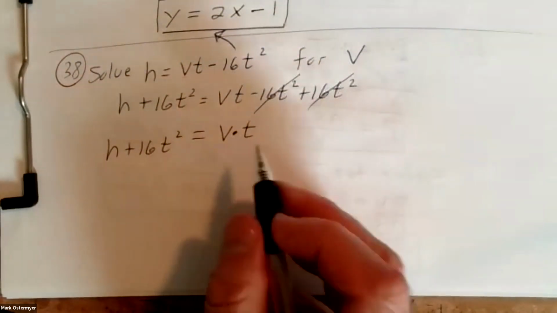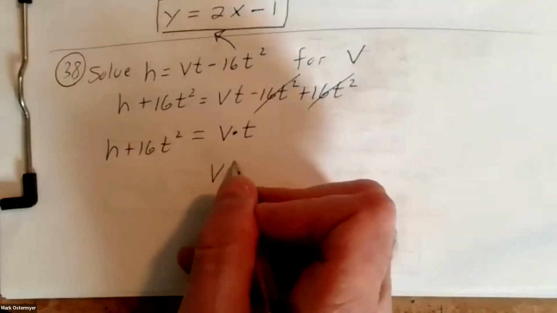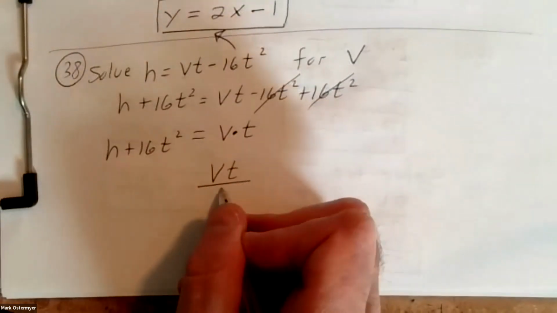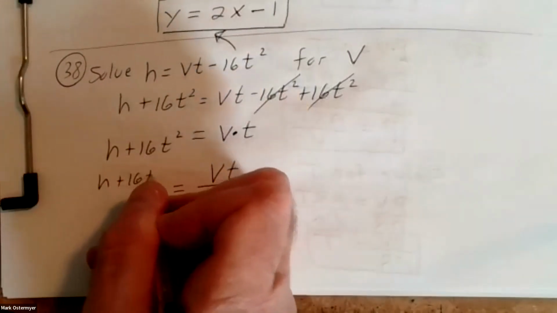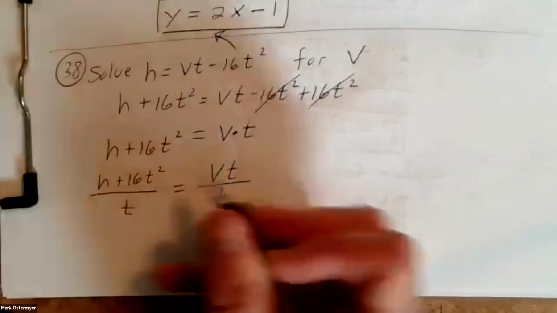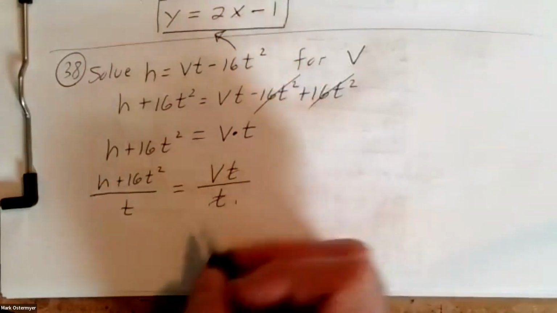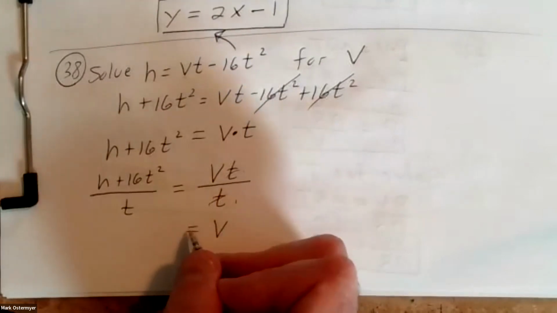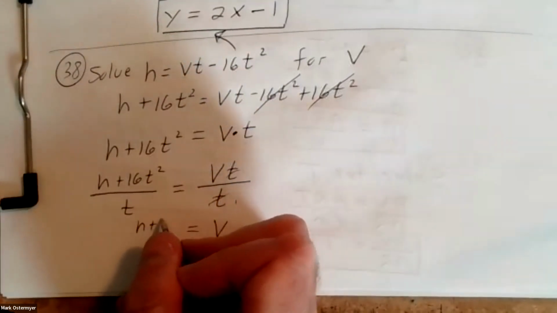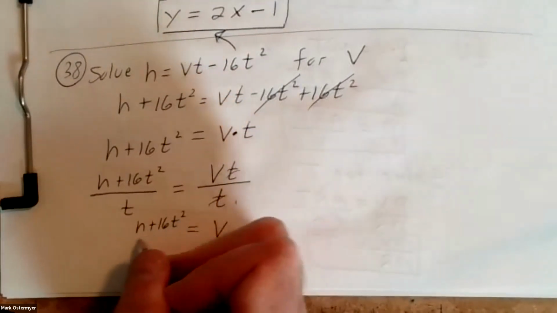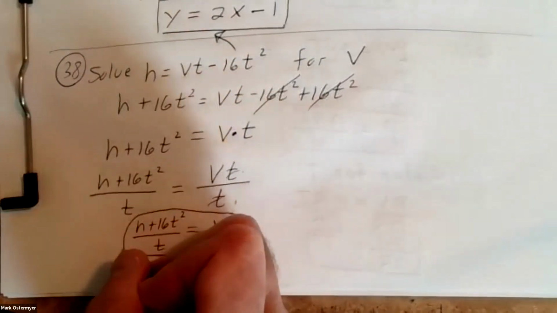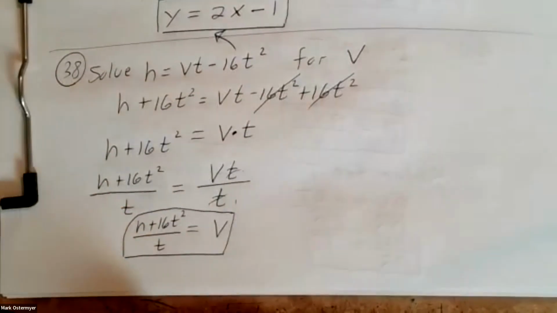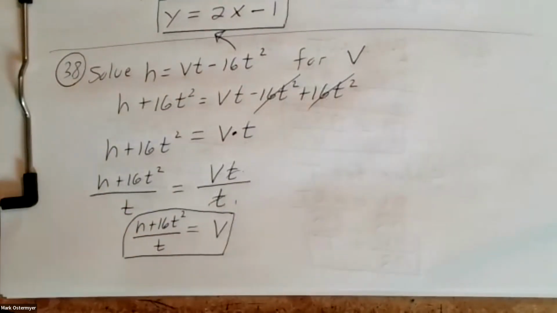What's the inverse of multiplication? We're going to have to divide both sides of our equation by T. The T's reduce out to 1's on the right side, leaving you with V. And V is equal to H plus 16T squared, all divided by T. And we are done. We have accomplished our task of solving for V. That's what V is equal to.